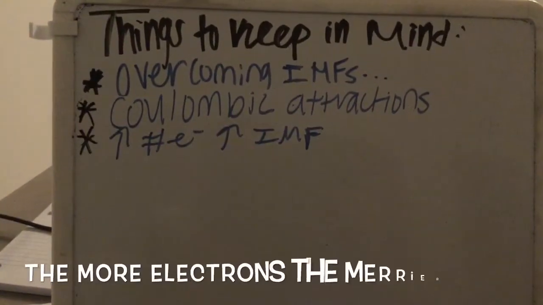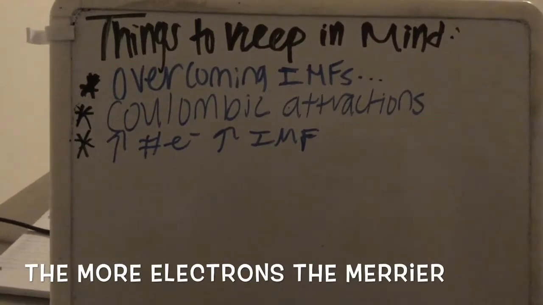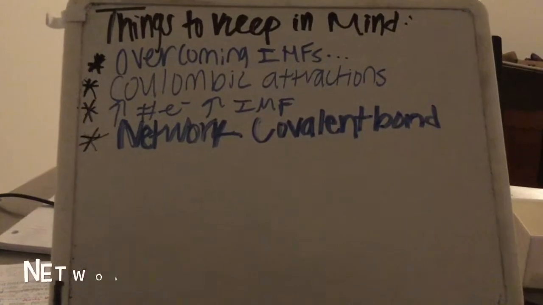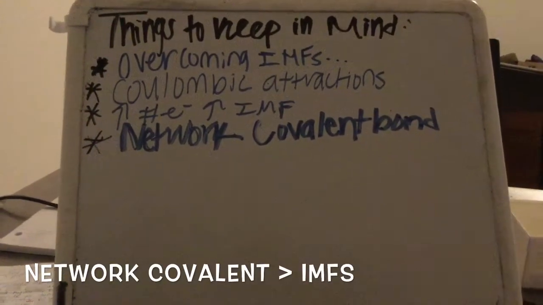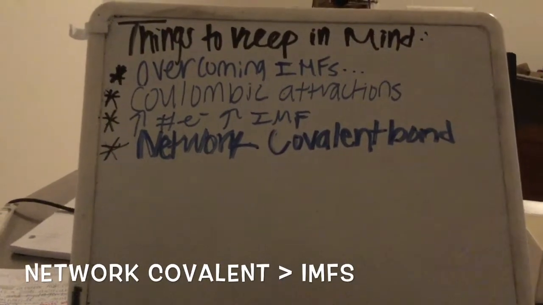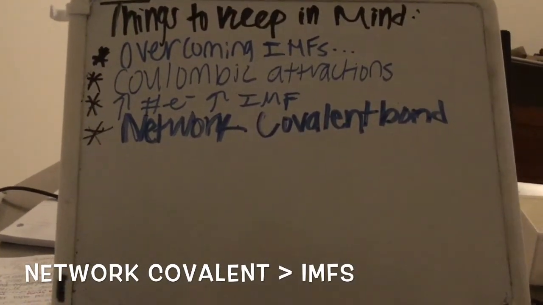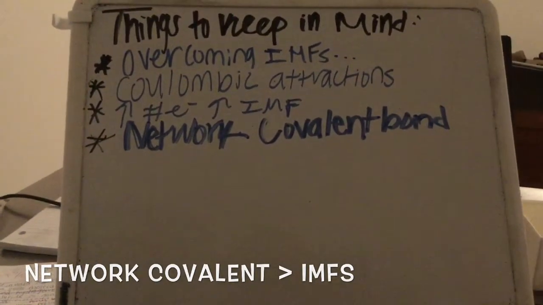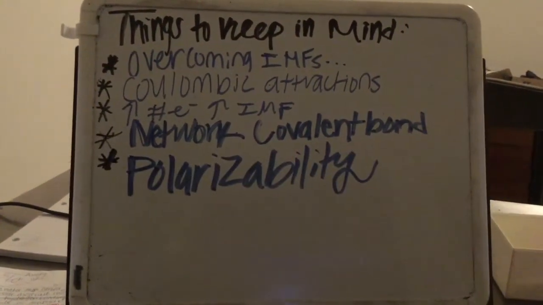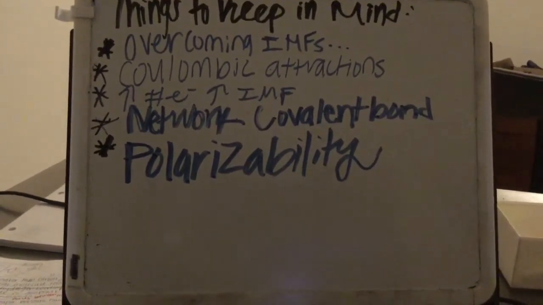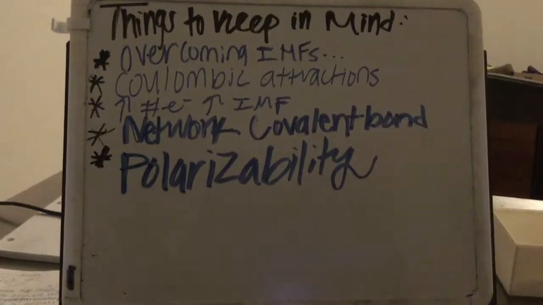The greater the number of electrons a molecule has, then the stronger the IMF or the attraction will be. You should also know a network covalent bond, and a network covalent bond usually occurs in silicon, boron, and diamond and graphite, which is carbon, and these bonds have stronger attractions than hydrogen bonds. Polarizability describes how easy or how hard it is for the distortion of the electron cloud in nonpolar molecules.